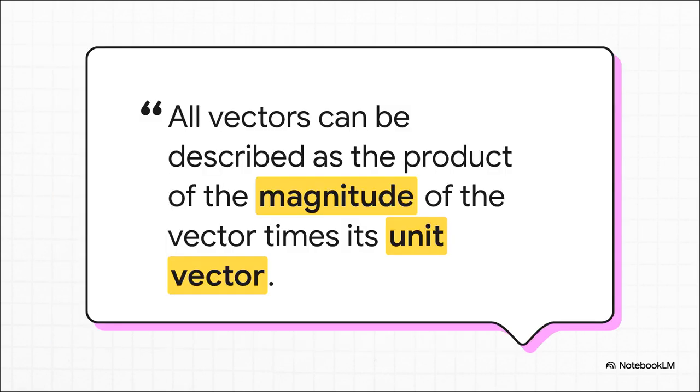And this is what makes them so incredibly powerful. It means that any vector in the universe can be described as two separate, simple things: a scalar number that tells you its length and a unit vector that tells you its pure direction. It's the ultimate separation of how much and which way.